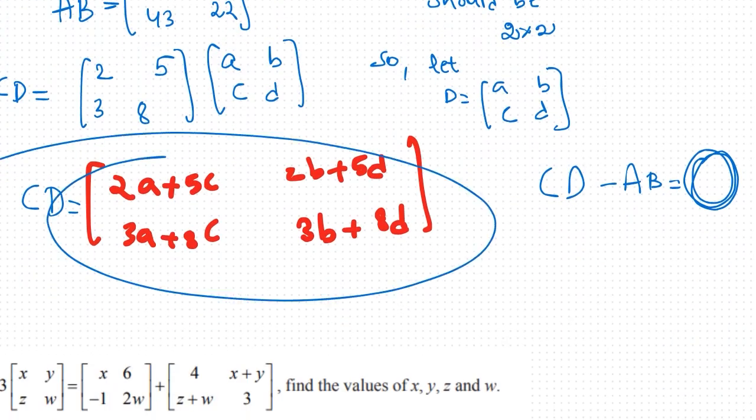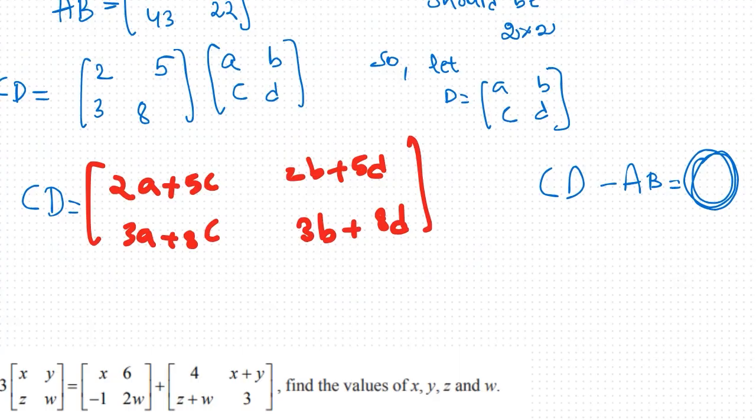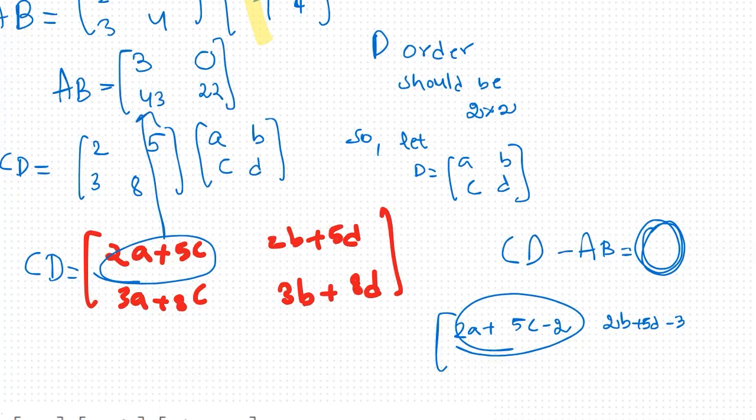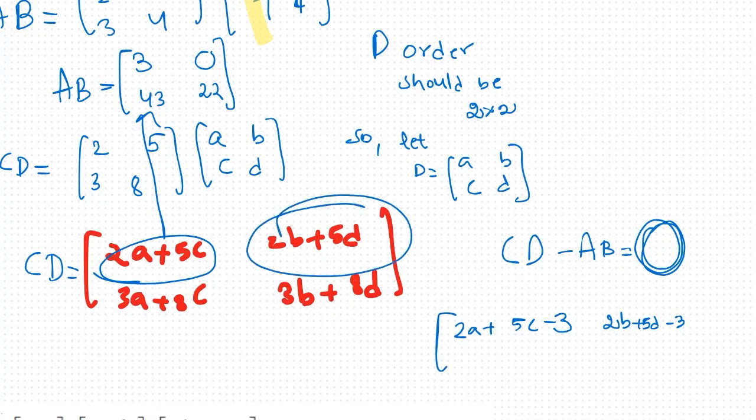So CD minus AB, right? Can you write it? Okay, this minus is correct. 2a plus 5c minus 3, so this minus this. And 2b plus 5d minus 43, minus 0.